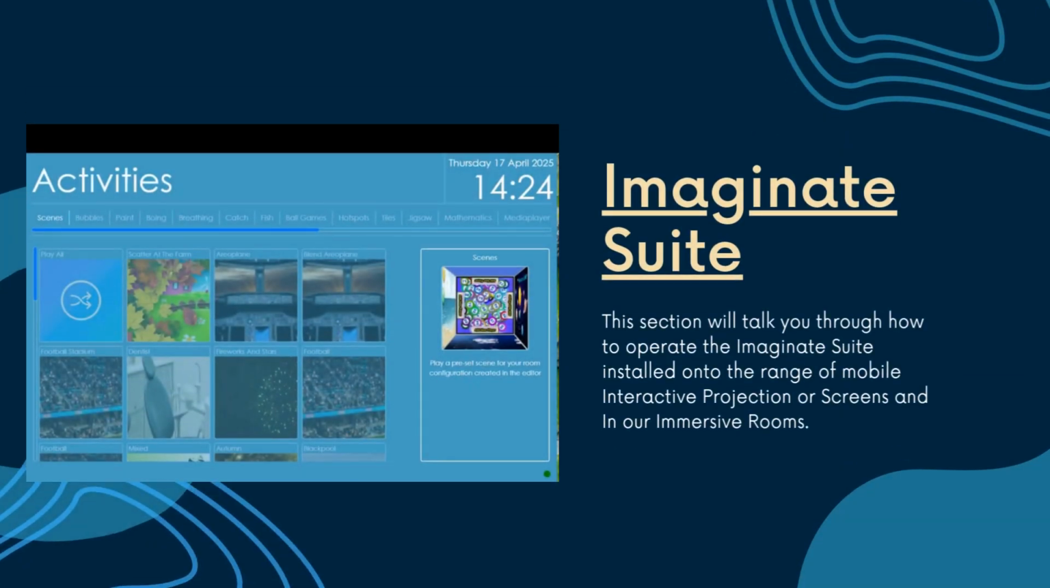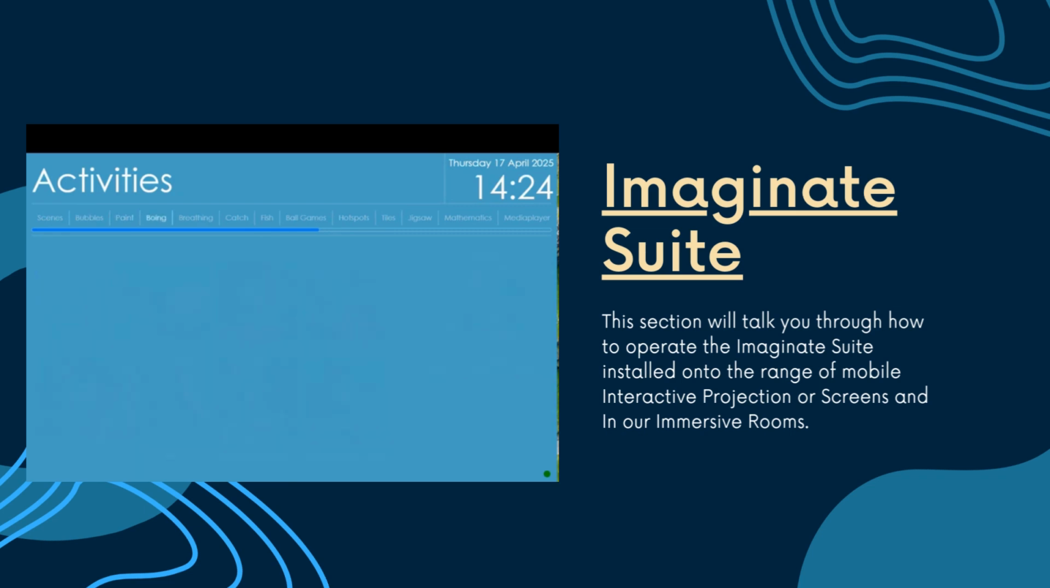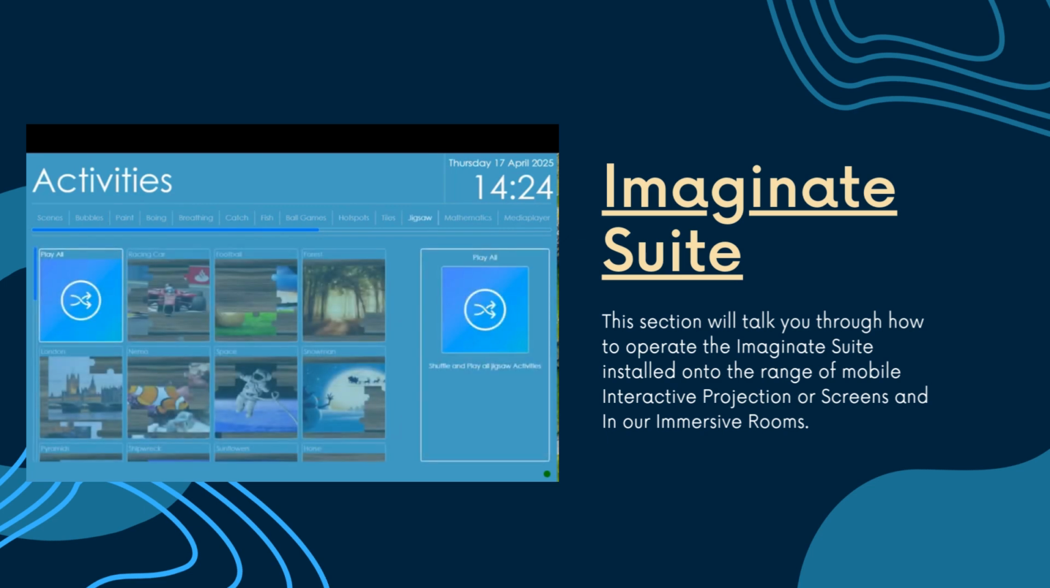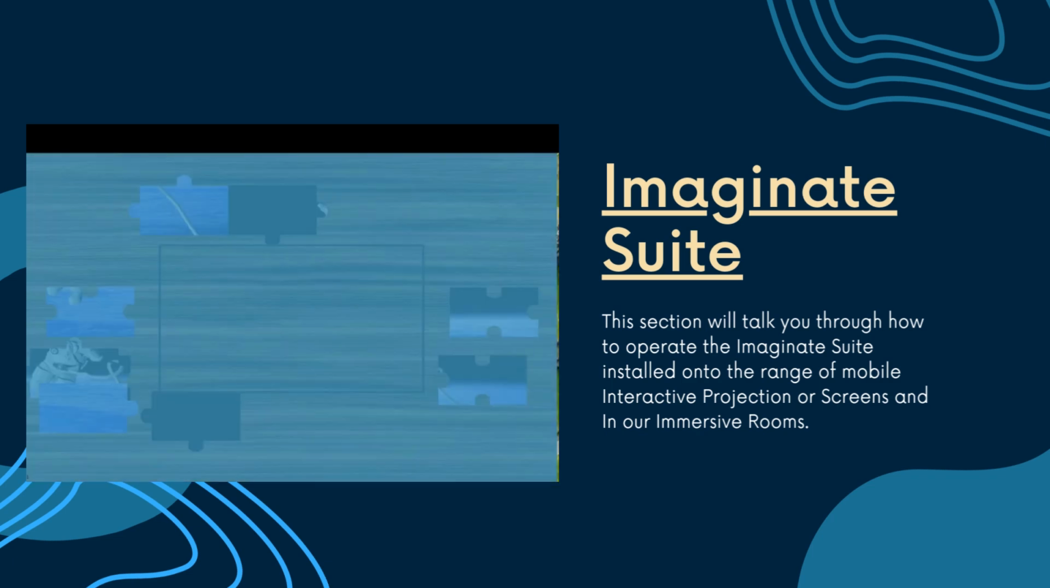Browse Library lets you explore all the different activity types, which are listed along the top of the screen. You can scroll through these using the left and right buttons on your remote. Once you've selected a category, navigate down to see the available activities.